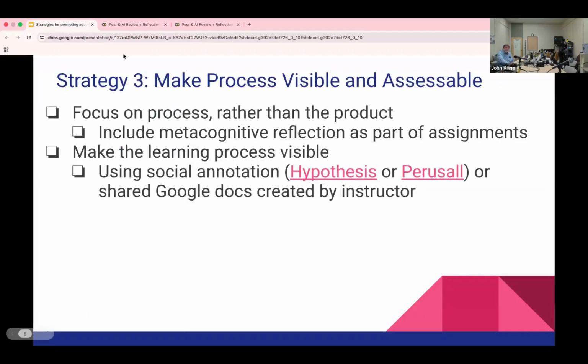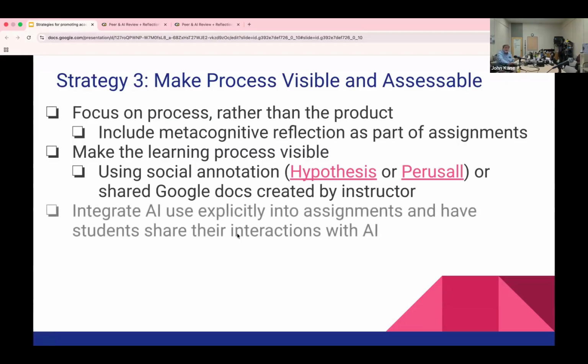And again, I jumped over to that same document. Okay. And integrate the AI use explicitly. Tell students how they can do it and have them share it. I mentioned that before.